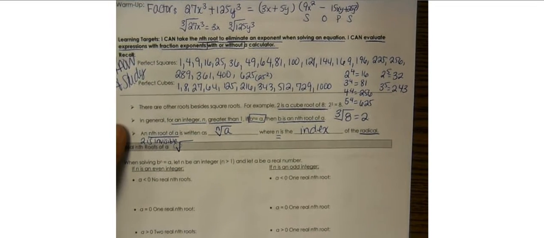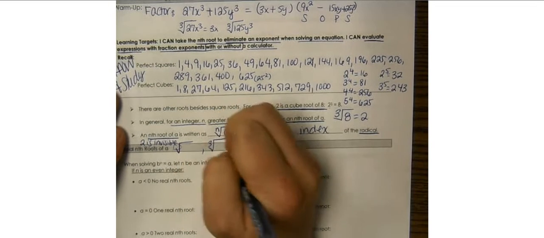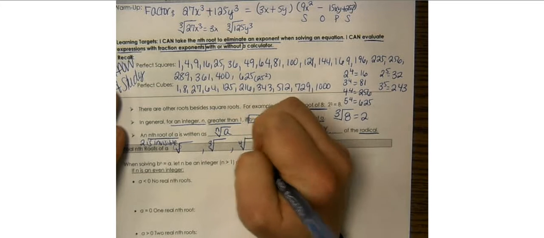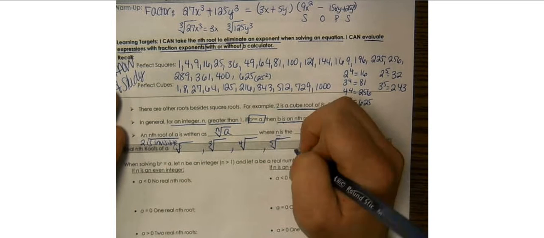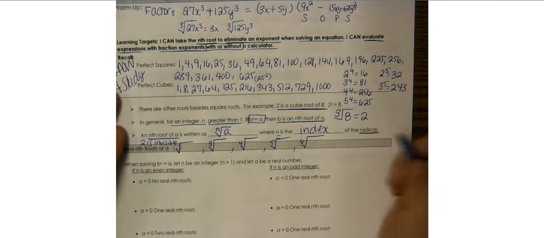So there's going to be nothing there. But a cube root has a 3 on the outside, a fourth root has a 4 on the outside, a fifth root has a 5 on the outside, a sixth root has a 6 on the outside, etc. All of the other ones will have numbers on the outside, but a square root will not.